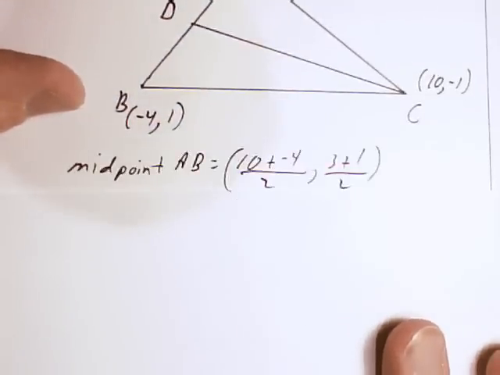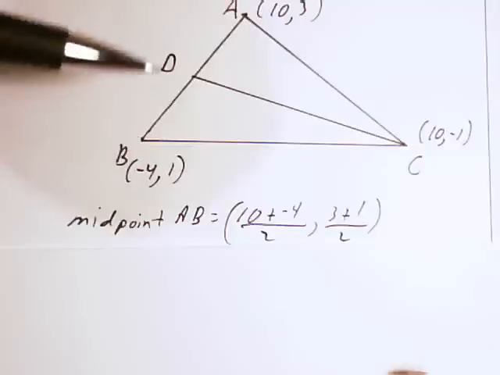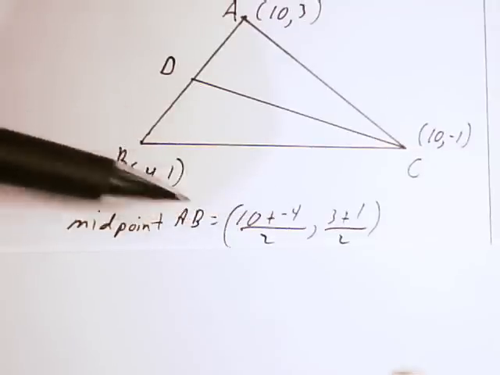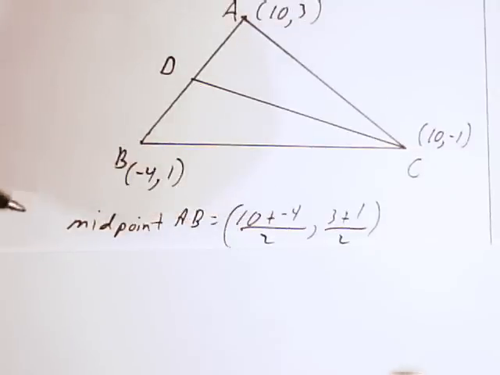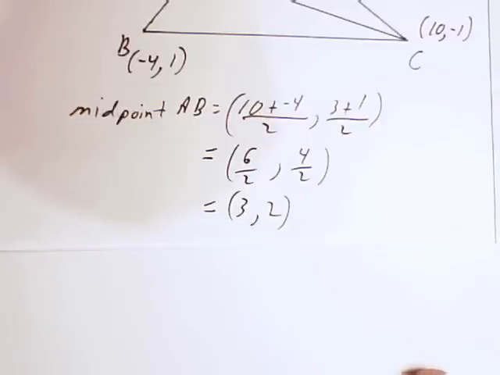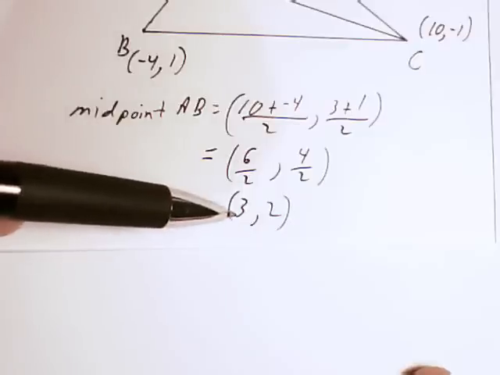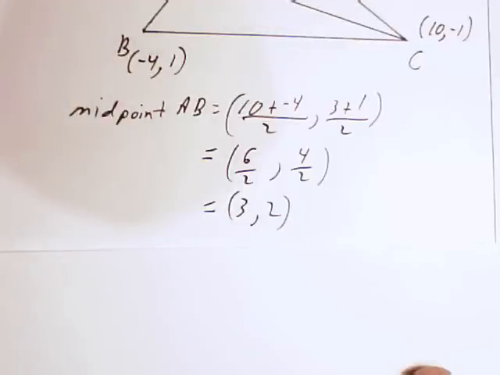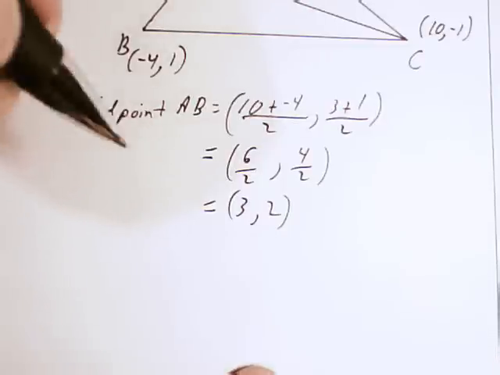So the midpoint of AB is just going to be 10 plus negative 4 divided by 2, and 3 plus 1 divided by 2. And if I work that out, I get (3, 2) as my midpoint. I'm now going to use this point and this point to get the slope of this line. So we'll just use our slope formula.